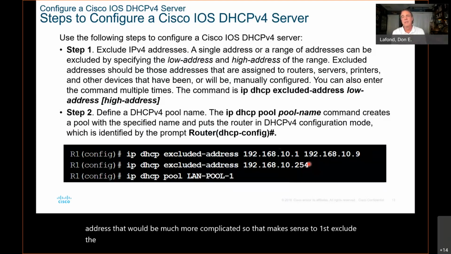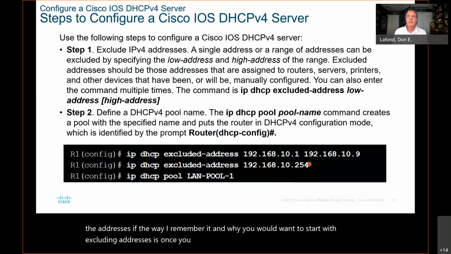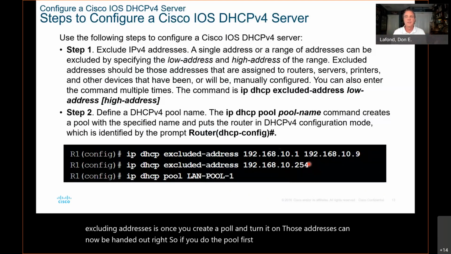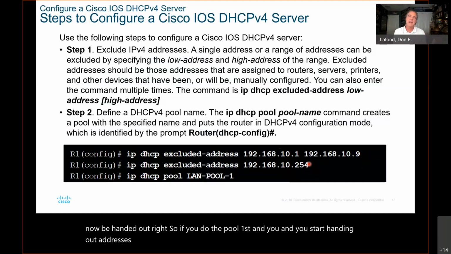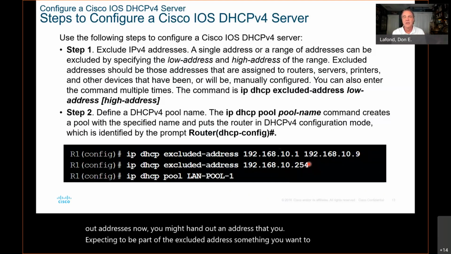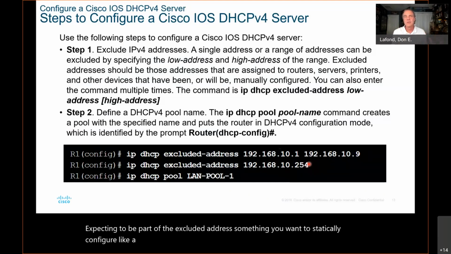The way I remember it, and why you would want to start with excluding addresses, is once you create a pool and turn it on, those addresses can now be handed out, right? So if you do the pool first and you start handing out addresses, now you might hand out an address that you're expecting to be part of the excluded addresses, something you want to statically configure, like a printer. So you really need to exclude the addresses first and then create the pool.